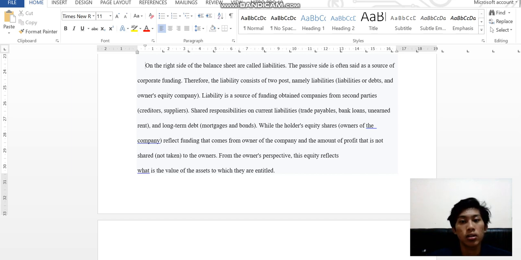Equity, the shareholders' or owners' equity, reflects funding that comes from the owner of the company and the amount of profit that is not shared, not taken by the owners. From the owner's perspective, this equity reflects the value of the assets to which they are entitled.